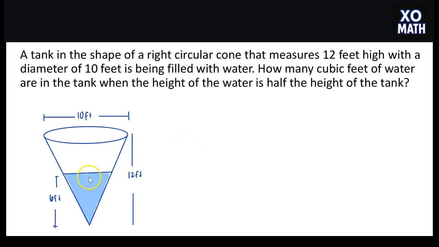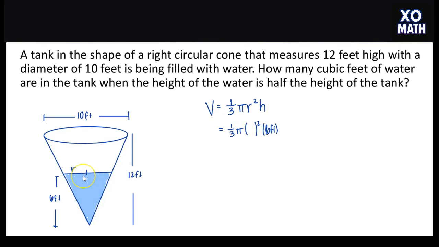We are interested in the volume because we want to know how many cubic feet of water, since volume is three-dimensional. Now, the volume of a right circular cone has the formula 1/3 pi, the radius squared, times the height. So we're looking at the volume of this cone of water here, and we have the height. The height is 6 feet, but what we're missing is the radius of this cone of water here.